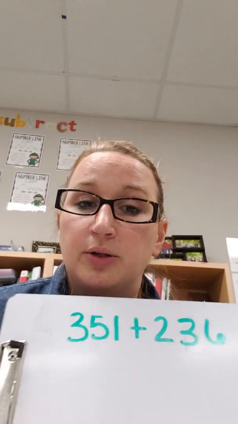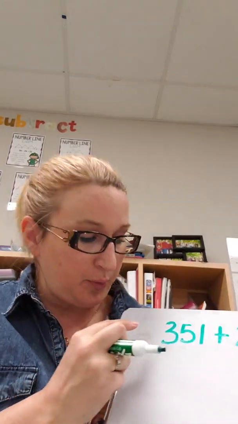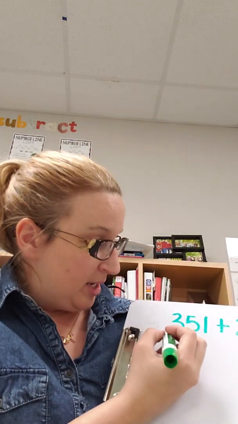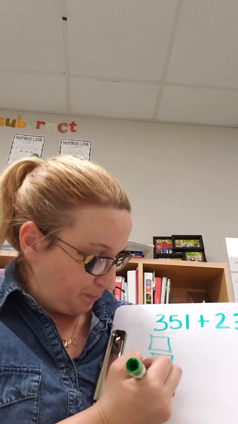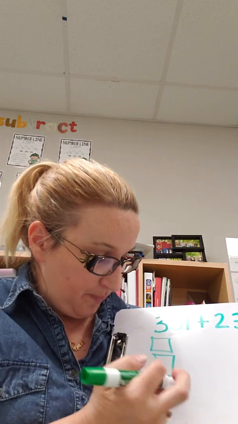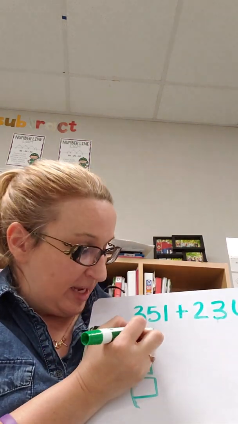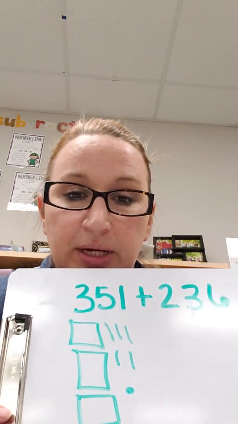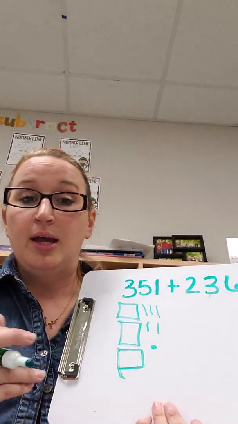So I'm going to show you how we can combine numbers using base 10 blocks with 3-digit numbers. I'll show you compensation as well as using a number line to help solve addition problems. So my problem is 351 plus 236. So I know that there are 300s in the number 351. So I'm going to draw my 3 flats. Okay. I'm going to draw my 5 tens, 1, 2, 3, 4, 5, and then my 1 unit. That is how I represent 351 using base 10 blocks on drawing.